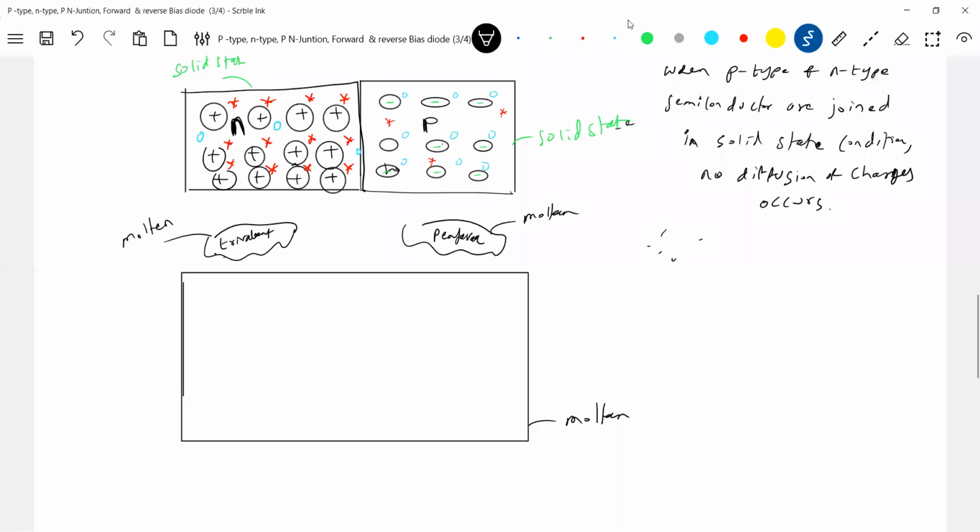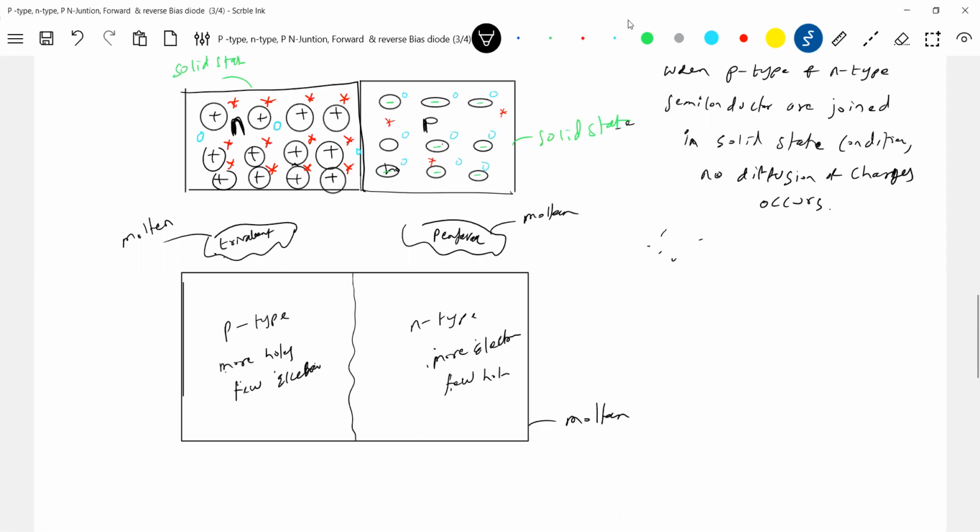When I put it like this, in this region what will be formed? Here I'll get P type. Here I'll get N type. The moment P type and N type are formed, what happens? Here there are more electrons and here fewer electrons. Here more holes. Here more electrons, few holes. Here more holes, few electrons.